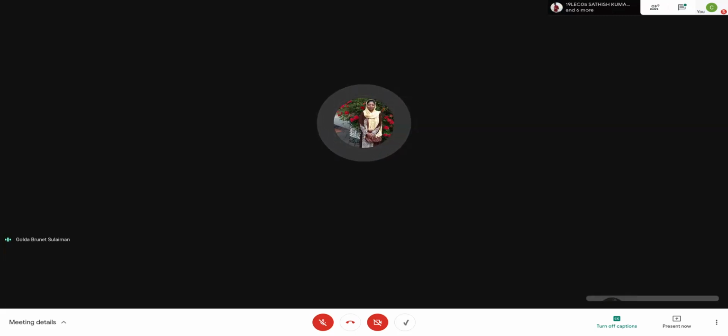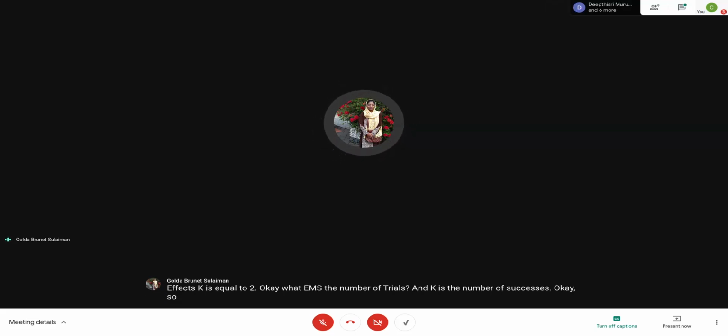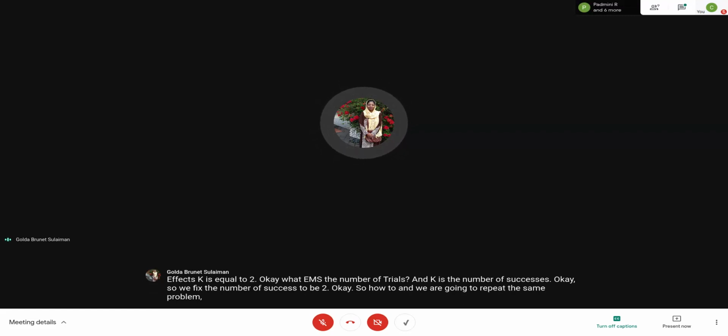We fix k equal to 2. n is the number of trials and k is the number of successes. So we fix the number of successes to be 2, and we are going to repeat the same problem.